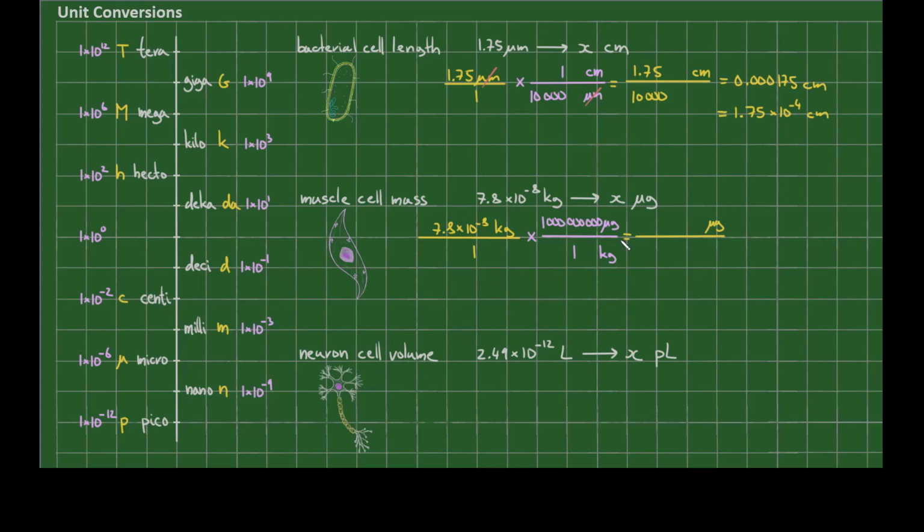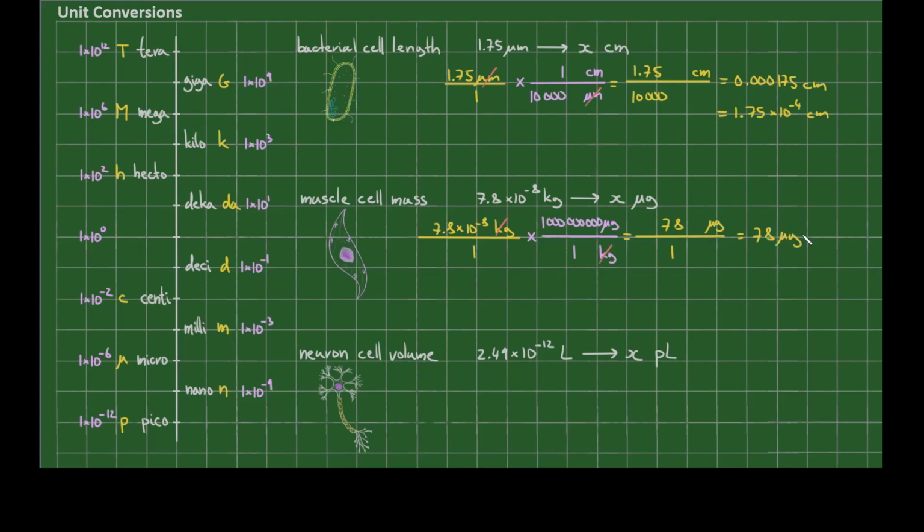And now I can multiply my fractions. 7.8 times 10 to the power of negative 8 multiplied by a billion will give me 78. 1 multiplied by 1 will give me 1. Kilograms above the line will cancel kilograms below the line, which is great because I want micrograms. Finally, 78 micrograms divided by 1 is 78 micrograms.